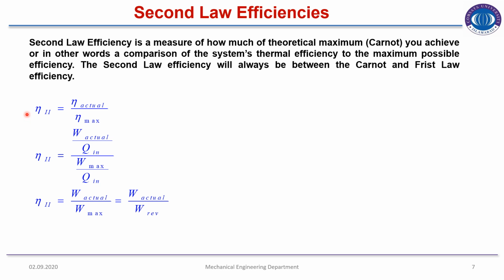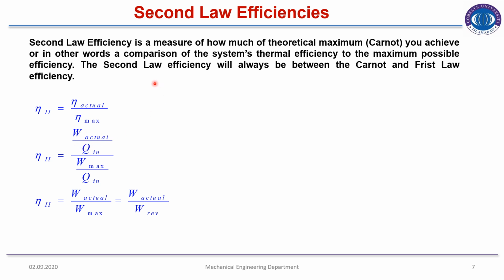So here is a relation to find the second law efficiency. Eta second, or thermal efficiency of second law. To find how second law efficiency is calculated, here is the relation. Second law efficiency is equal to actual thermal efficiency divided by maximum thermal efficiency. So actual efficiency is W actual divided by Q in.